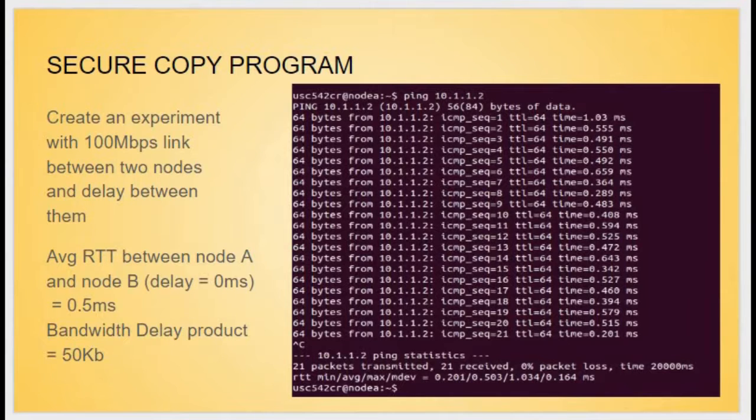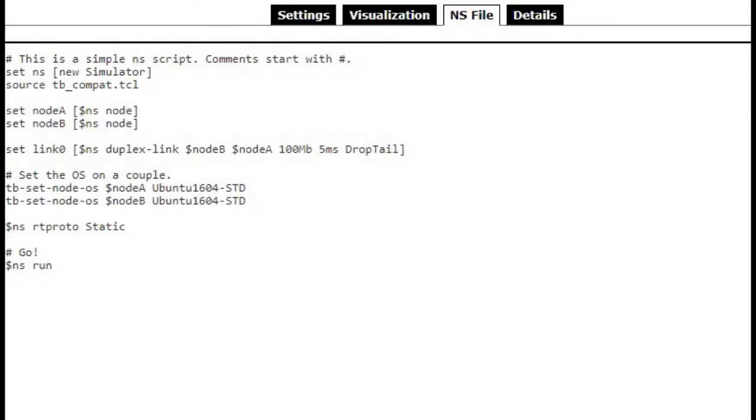The third part of the program deals with the secure copy program. Here they have asked us to create a 100 Mbps link between two nodes and set up some initial delay between them. So this is the NS file for the same. As you can see, there are two nodes, node A and node B. A full duplex link of 100 Mbps with an initial delay of 5 milliseconds is set up between the nodes, and both node A and node B are loaded with Ubuntu 16.04.